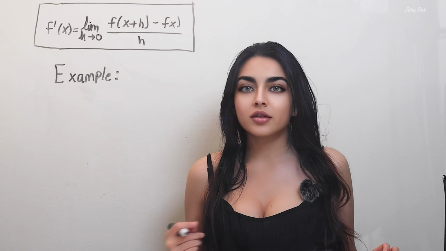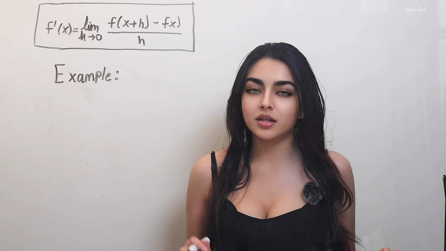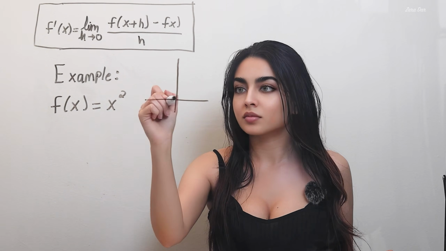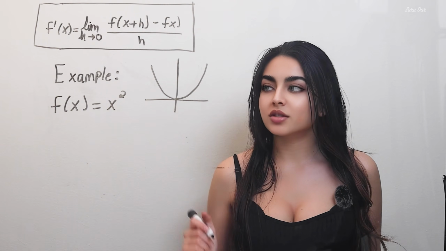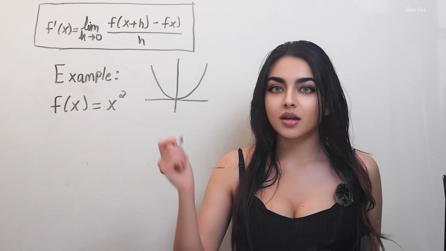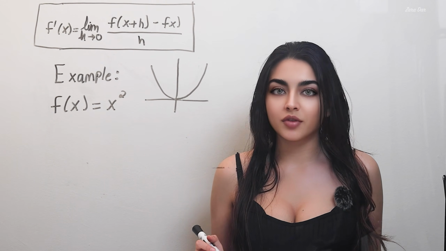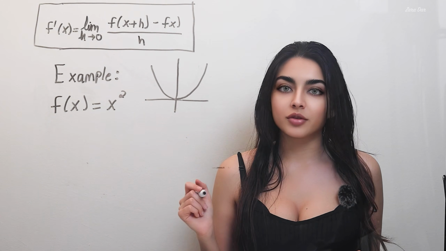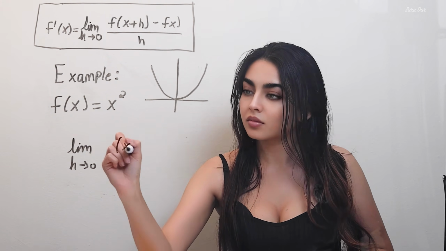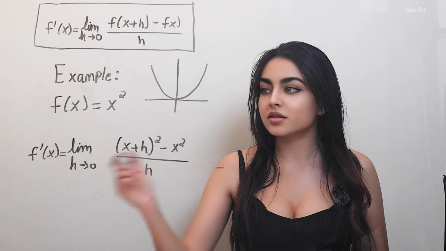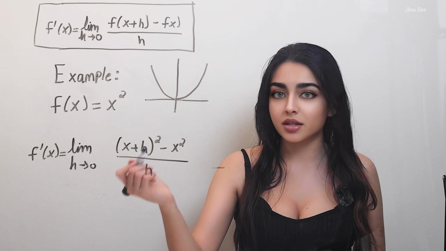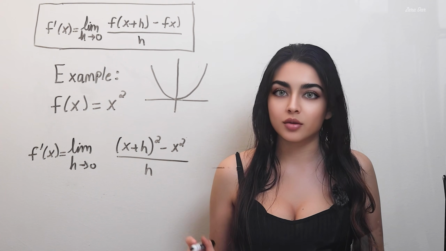Let's do a very simple example of taking a derivative using the formula we have defined. And the function we want to take the derivative of is going to be f of x is equal to x squared. And this is also the graph of this function. So using the formula for the derivative, we can substitute in the values we know. And this gives us the limit as h approaches 0 of (x plus h) squared minus x squared over h.